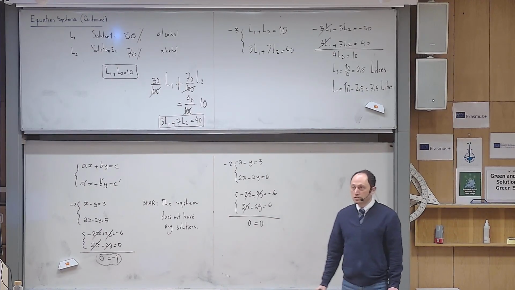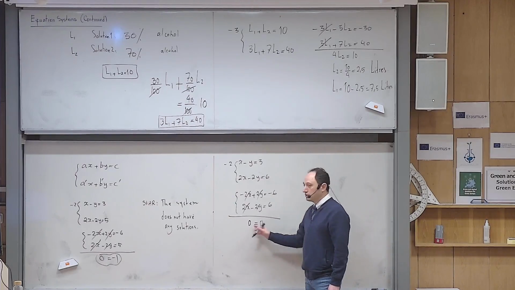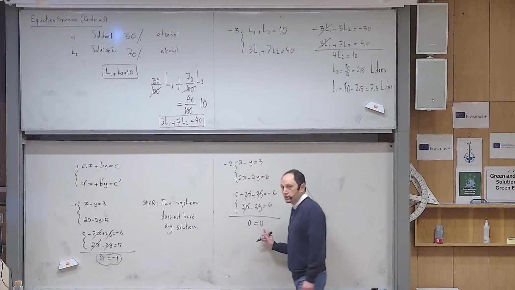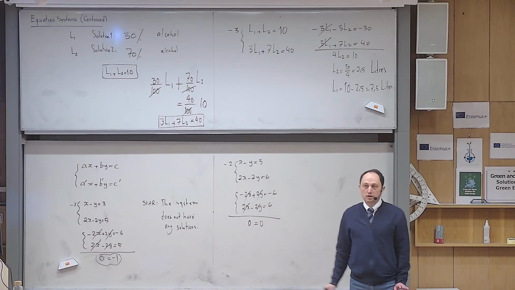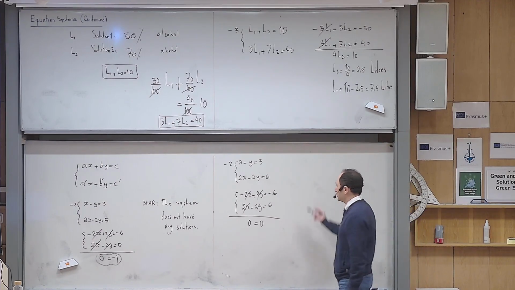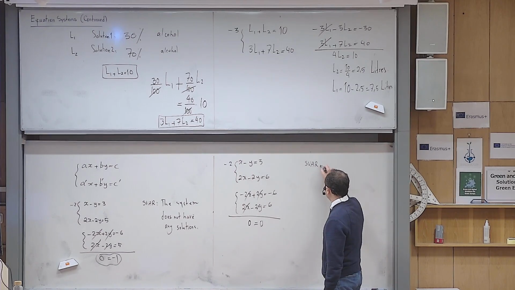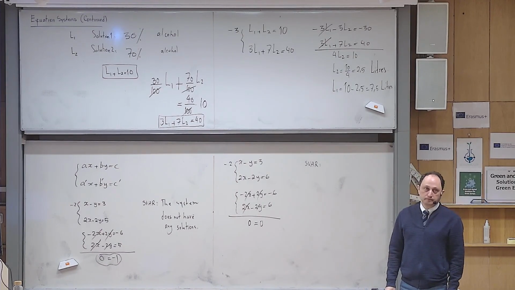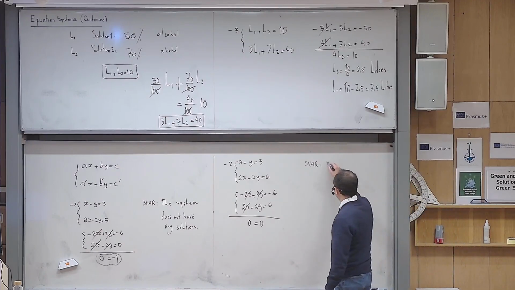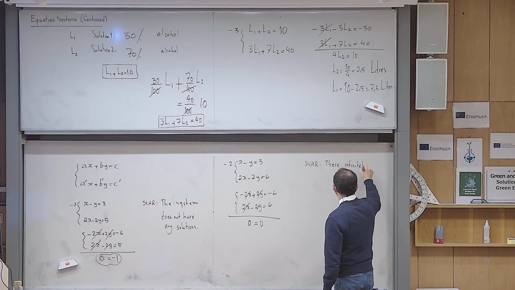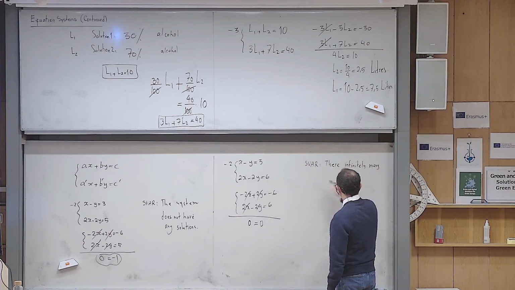So this time it is not a contradiction, because 0 equals 0 is a true statement. That was a wrong statement. But here, this is the true statement. So what is the interpretation here then? Again, this doesn't mean the problem is wrong. The interpretation is different. So what should I write here? The problem is there are infinitely many solutions.